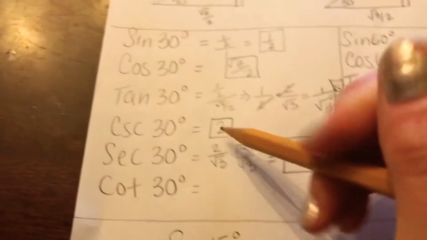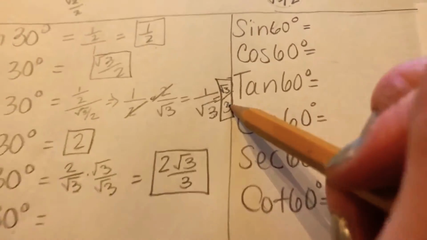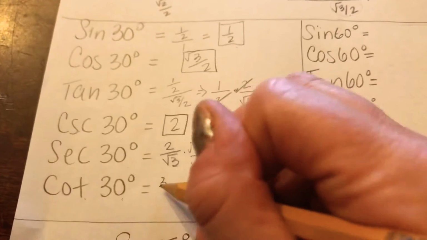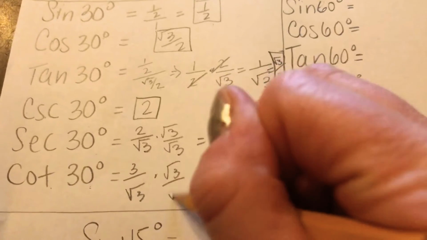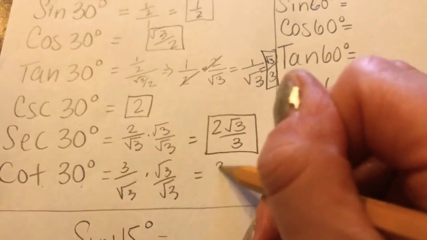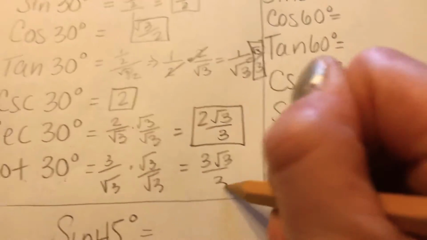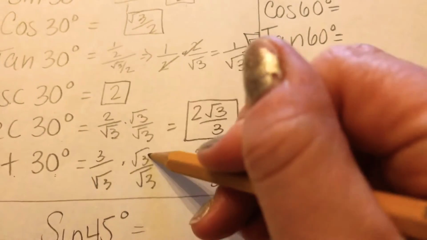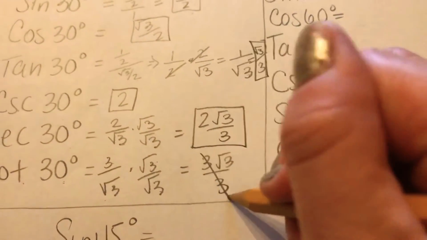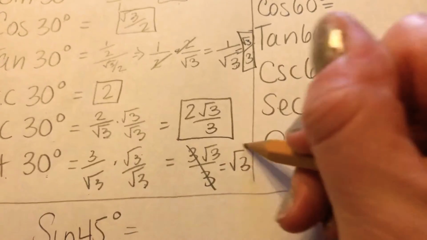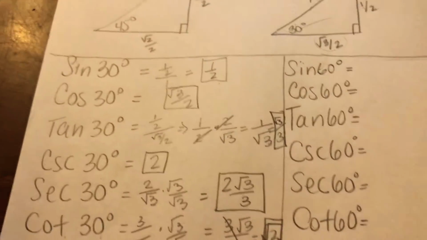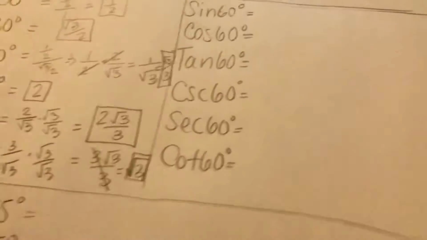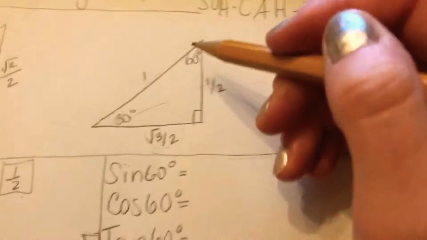Okay, and then the cotangent is the reciprocal of here. So instead of radical 3 over 3, you have 3 over radical 3, right? Which again, we have to rationalize the denominator. So that gives me 3 radical 3 over 3, right? You with me? 3 radical 3 over 3. The 3's cancel, so I just have a radical 3. All right? Now 60 degrees, remember, you're over here.